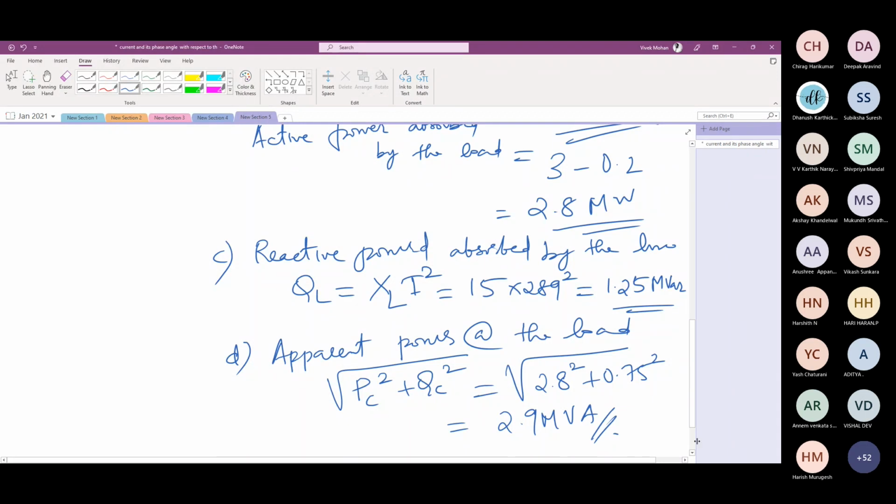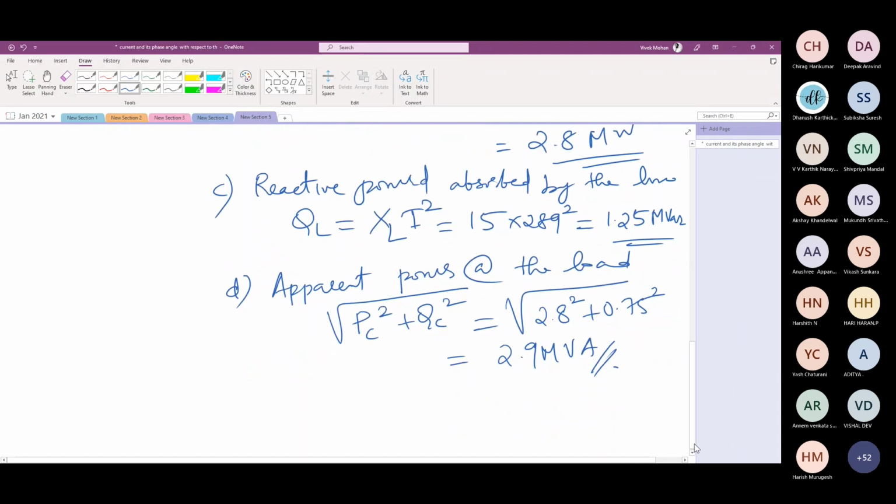Now I am asked to find the voltage at the load end of the line, or the terminal voltage. Obviously there is a drop on the line, so the remaining voltage only I'll get across the load terminals. So load voltage, I am representing it by EC, which is equal to the apparent power of the load, SC, divided by current.